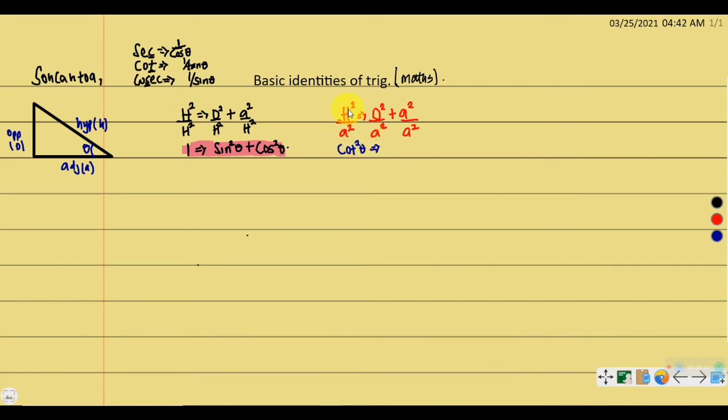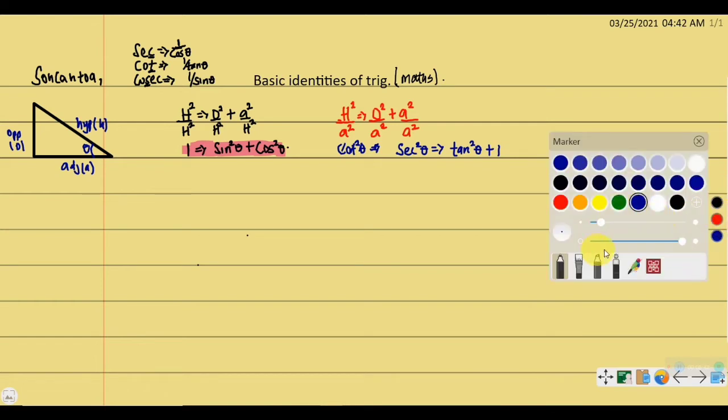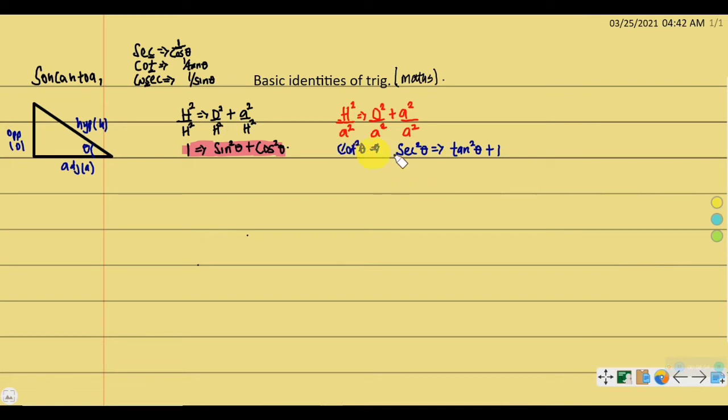Sorry, I said cot. This is not cot, excuse me. Hypotenuse over adjacent is not cot. You can see it is sec. So we have sec square theta is equal to opposite over adjacent, which is tan square theta plus 1. So that gives us the second identity, which we also need to keep in mind. Please keep that in mind too. It is very, very important for us to keep it in mind because we are going to directly use them in formulas.